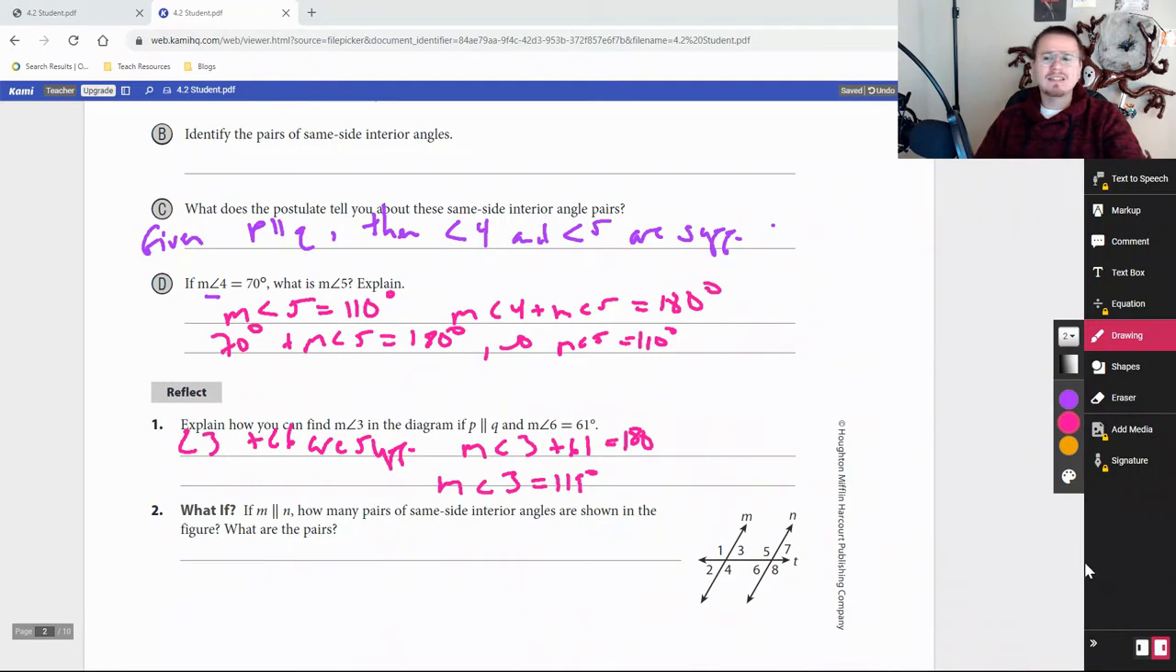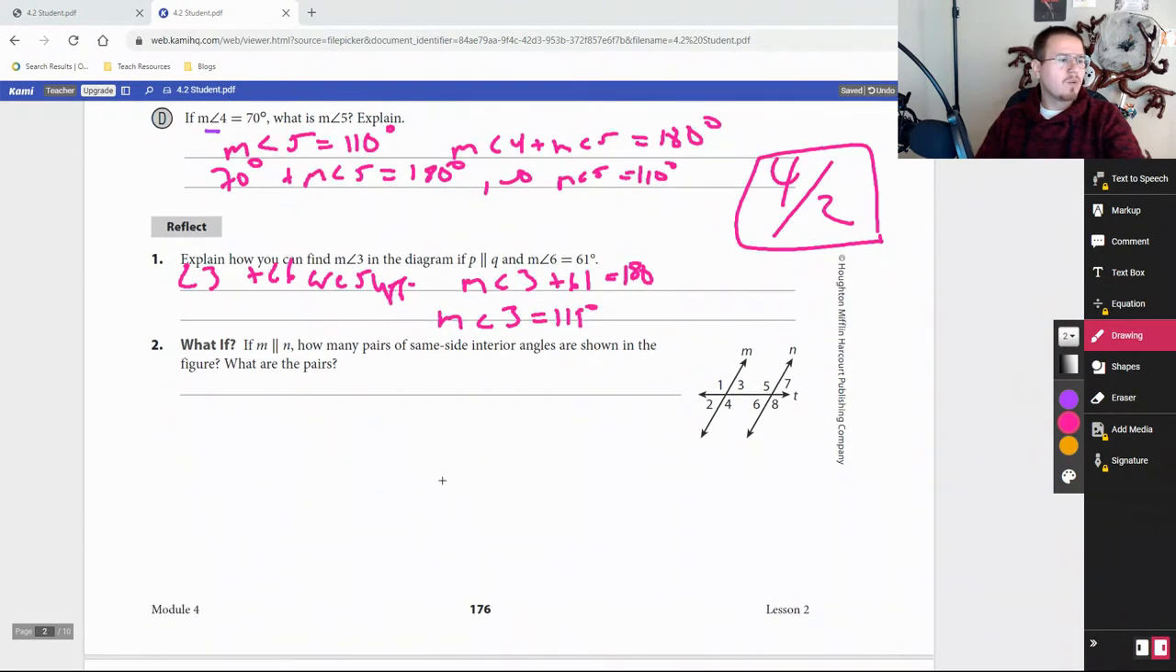Some things to consider: when two lines are cut by a transversal, how many pairs of corresponding angles are formed? The answer would be cuatro. And how many pairs of same side interior angles? The answer would be 2. What does the same side interior angles postulate tell you about the measure of a pair of same side interior angles? We've been talking about this all day. 180 degrees. Supplementary, 180 degrees.